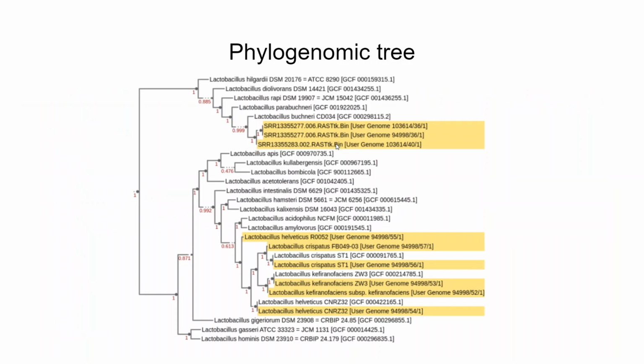The phylogenomic tree shows that the reads, the SRR13355277 and the SRR13355283 reads, are both the control and the salt communities respectively, and they showed a very similar genomic similarity to Lactobacillus buchneri. Now, Lactobacillus buchneri is a known heterofermentative bacteria.